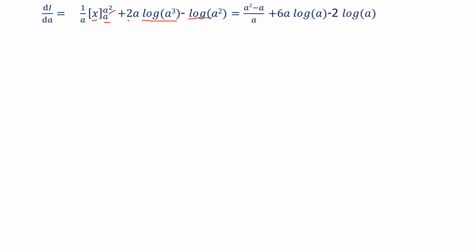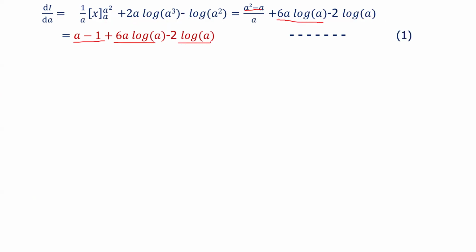Now if we put the upper limit, it is a square minus a upon a, plus this will be multiplied to this. So this is 6a log a minus 2 log a. Let us again simplify it. If we take a common over here, so a will cancel, a minus 1 is remaining, plus 6a log a minus 2 log a. This is the value of derivative of I with respect to a, dI/da.